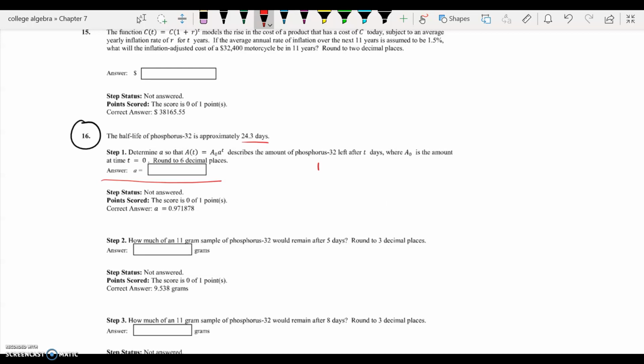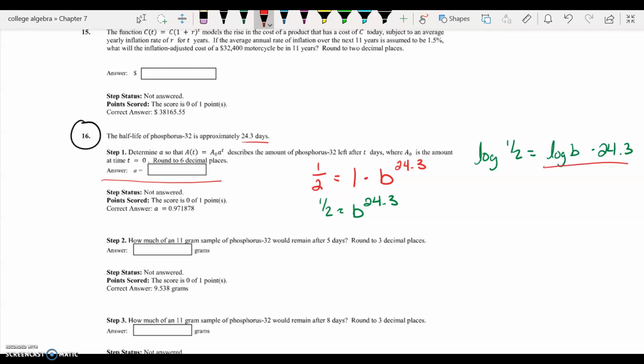You're always going to set it up like this. 1/2 equals 1 times base, and your exponent is going to be your half-life, which in this case was 24.3 days. Now here's what you do. 1 times that is just going to be base of 24.3. So to solve this, I take the log of both sides. So log of 1/2 equals log of base b times 24.3. And you're sitting there going, well, how do I take log of base b? Well, you can't. So you divide it by 24.3.